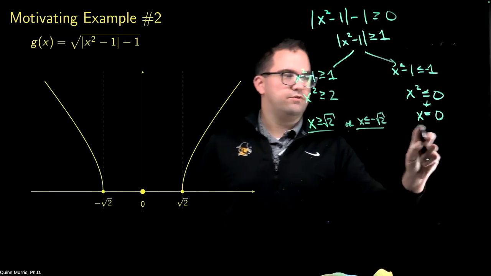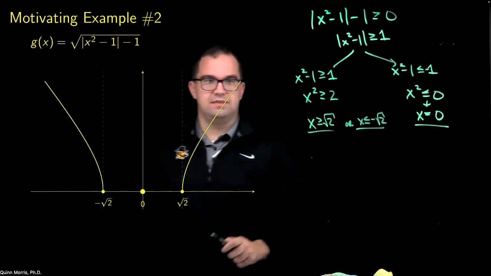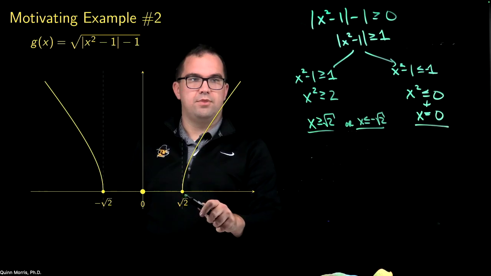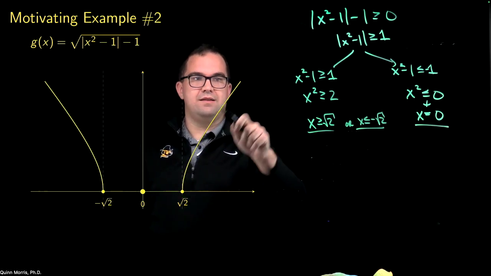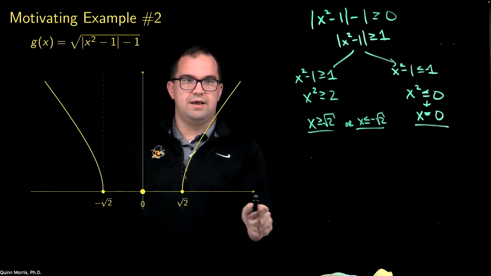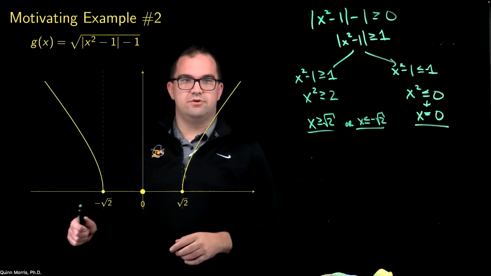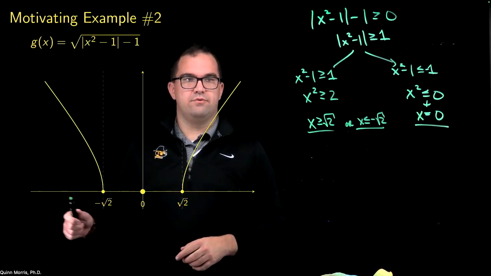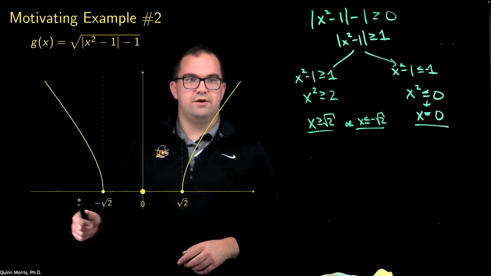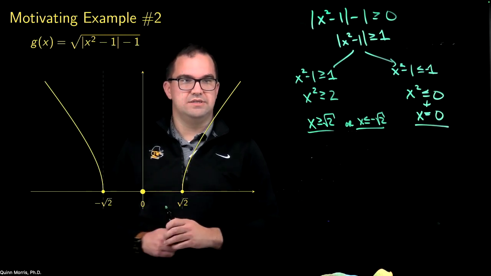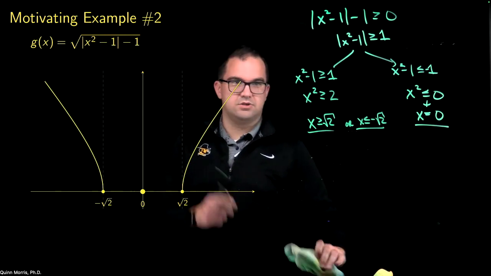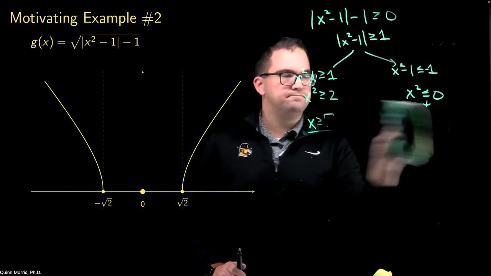So you get your domain being these three pieces. You have all the x values that are greater than the square root of 2, those are the ones lying over here. You have all the x values that are less than negative square root of 2, those are the ones lying over here. And then you have x equal to 0 right here. Okay, and so you've got a plot of this function here.